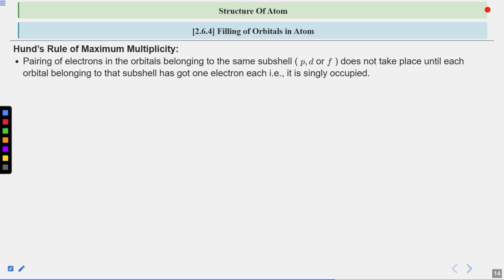The p subshell has 3 p orbitals, px, py and pz. Okay, 3 orbitals are possible for the p subshell. So you will put the first electron in the px, then you will put the next electron in the py and the last in the pz. Then after that you will start pairing each of them. Before that you can't pair it up.